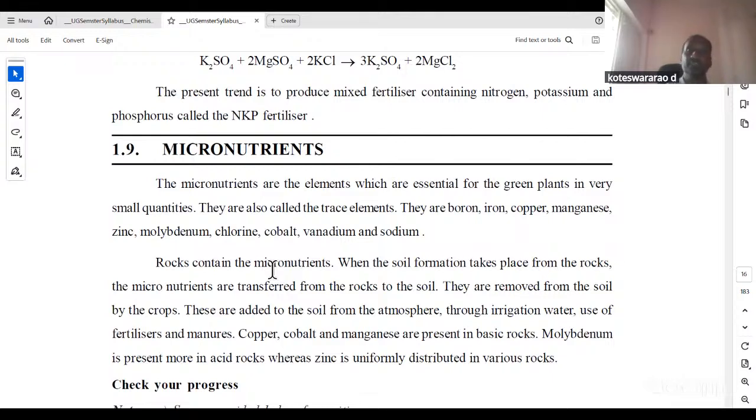The rocks contain the micronutrients. When soil formation takes place from the rocks, the nutrients are transferred from the rocks to the soil. These are removed from the soil by the crops. These are added to the soil from the atmosphere, through irrigation water, and by the use of fertilizers and manures. Copper, cobalt, and manganese are present in basic rock. Molybdenum is present more in acid rocks, whereas zinc is uniformly distributed in various rocks.